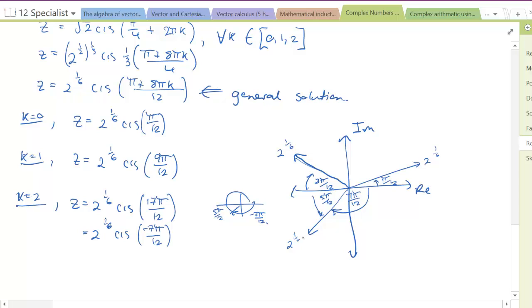Alright, so we should see that the angle between each of these is the same. So this is 8 pi on 12, this is 8 pi on 12, and if we go 9 subtract 1, this is 8 pi on 12 as well. So we have an equal angle between each of these solutions.